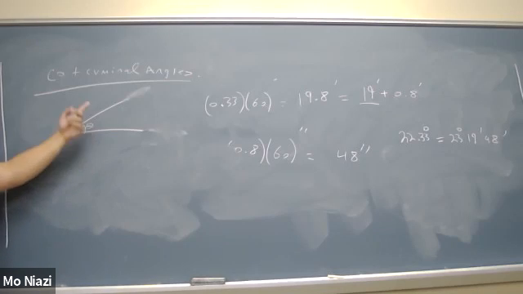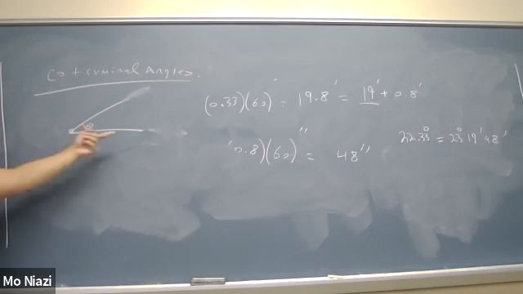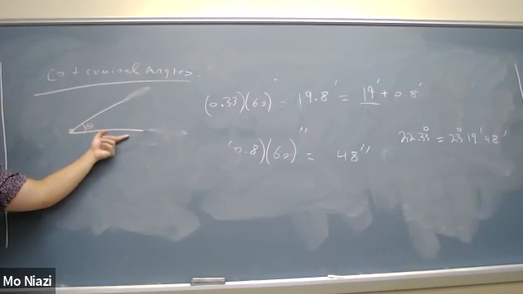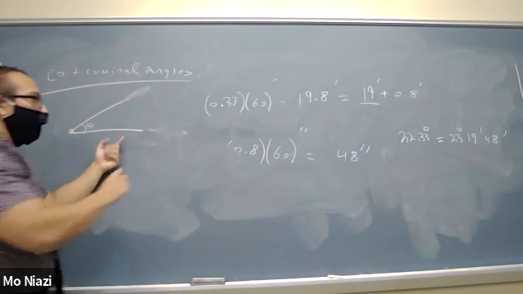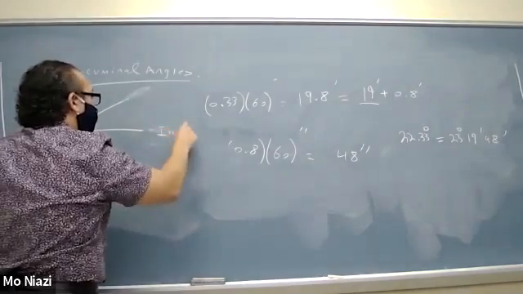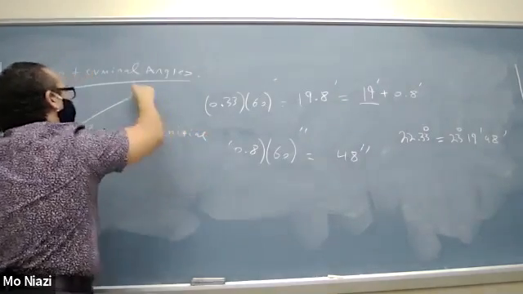But let's say we have this situation here. This is called the initial leg. We call this the initial. And we call this the terminal.